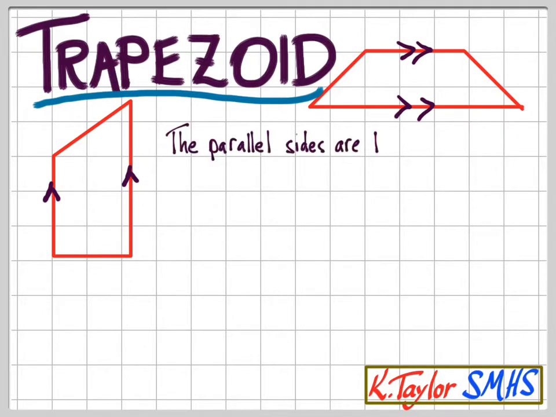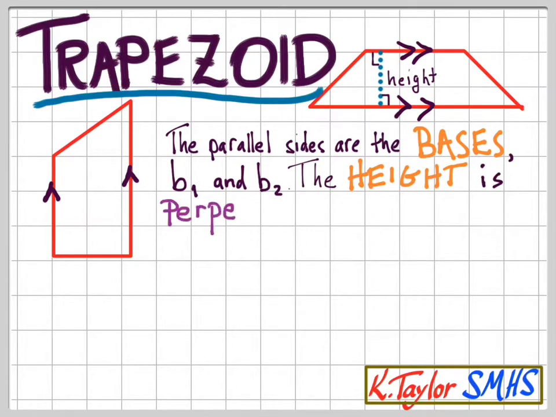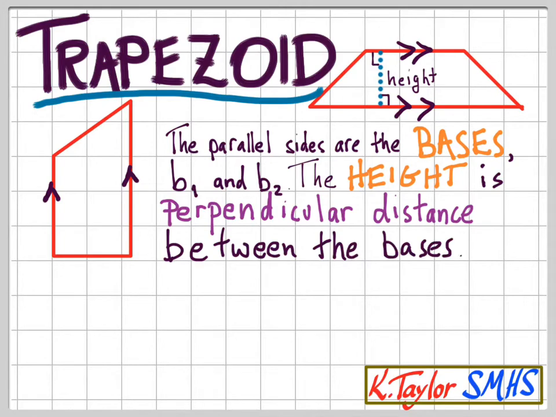The two parallel sides of a trapezoid are called the bases. So wherever they're oriented, whether they're horizontal or vertical or some other direction, the two parallel sides are called the bases. We call them base 1 and base 2. We use those in the area formula. Also, the height of a trapezoid is used in the area formula, and that, once again, like the parallelogram, is the perpendicular distance between the two parallel sides, or between the two bases.